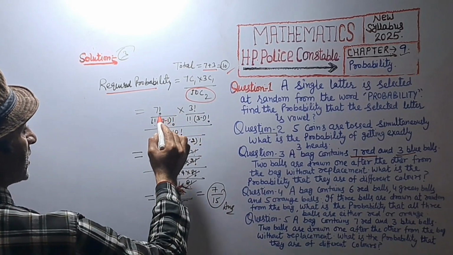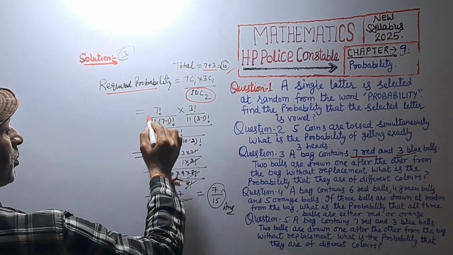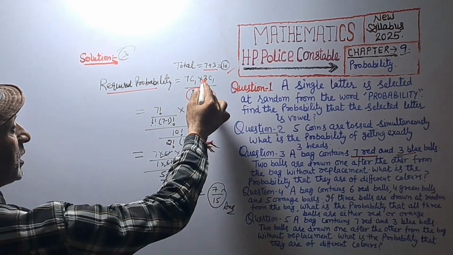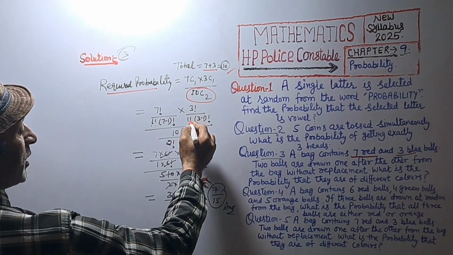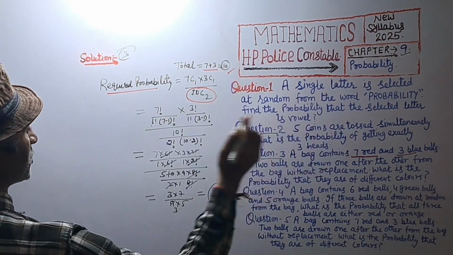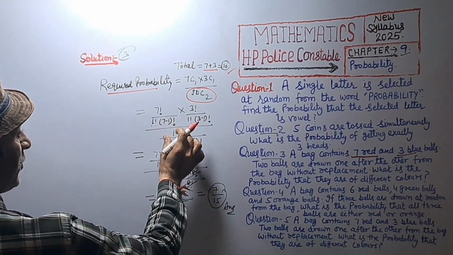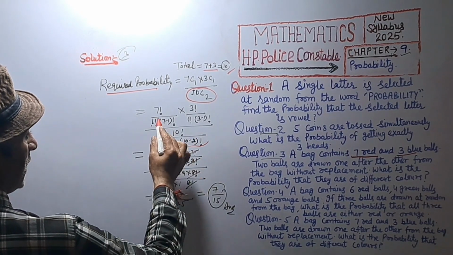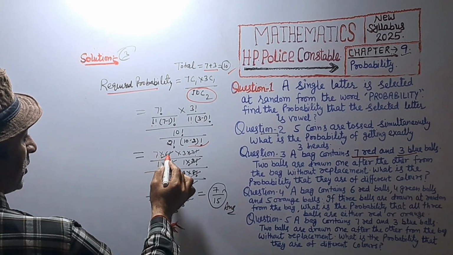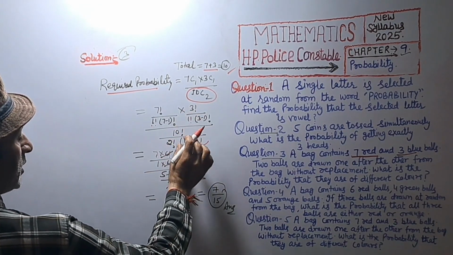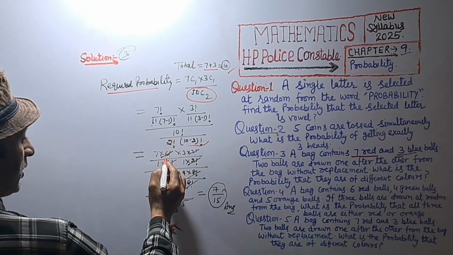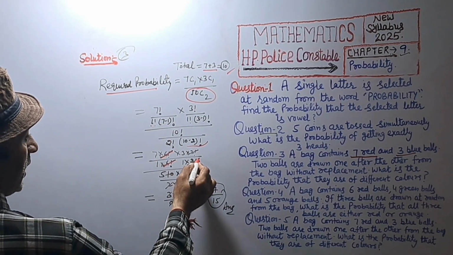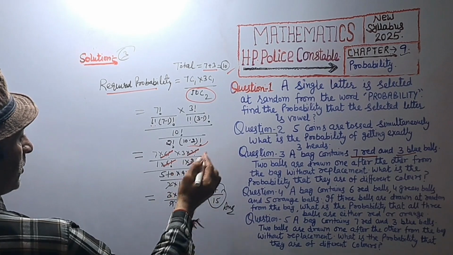By the combination formula, 7C1 is equal to 7 factorial upon 1 factorial into 7 minus 1 factorial. Similarly, 3C1 is 3 factorial upon 1 factorial into 3 minus 1 factorial, divided by 10 factorial upon 2 factorial into 10 minus 2 factorial. 7 factorial is 7 into 6 factorial, and 3 factorial is 3 into 2 factorial. The 6 factorial cancels, and the 2 factorial cancels.